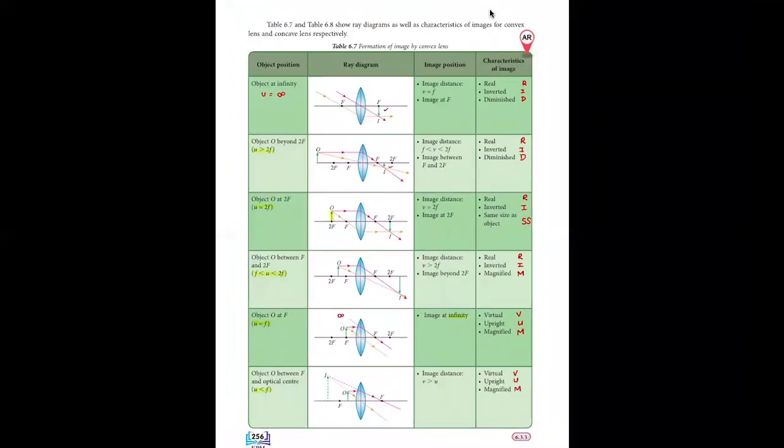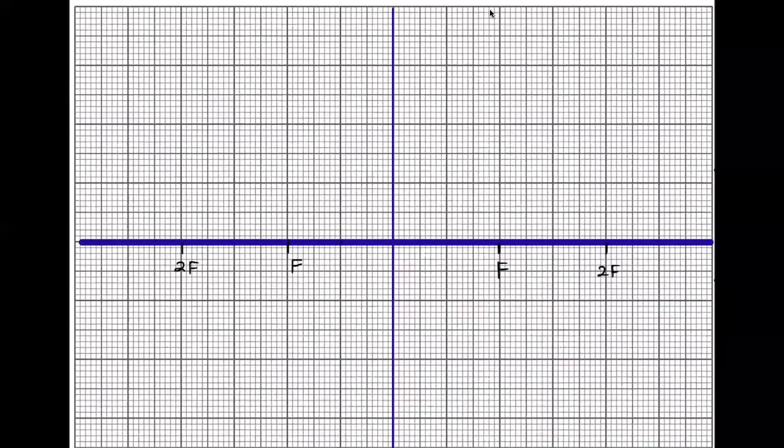So you can see here, the code here is RIS, RIM, VUM, VUM. Okay, so I will help you to memorize the characteristics of the image. It is actually very simple.